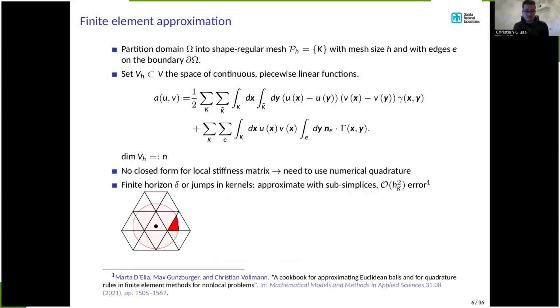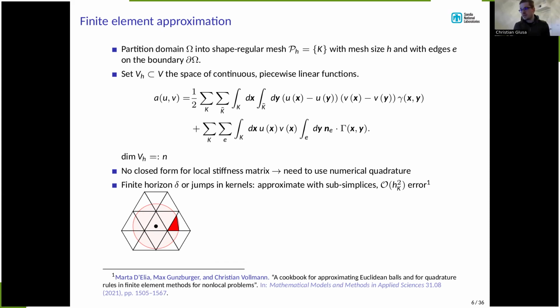All right, so then we'll discretize our domain omega using simplicial elements. We can rewrite our bilinear form using a sub-assembly routine. The only difference with the classical PDE setting is that instead of a single sum over elements, we have a double sum over elements, or elements and surface elements or edges. And at this point, there's no closed form for the local stiffness matrix, so we will have to use numerical quadrature to compute these terms.